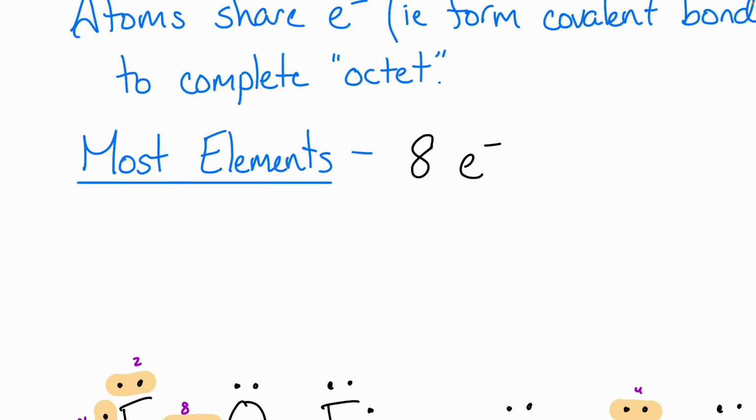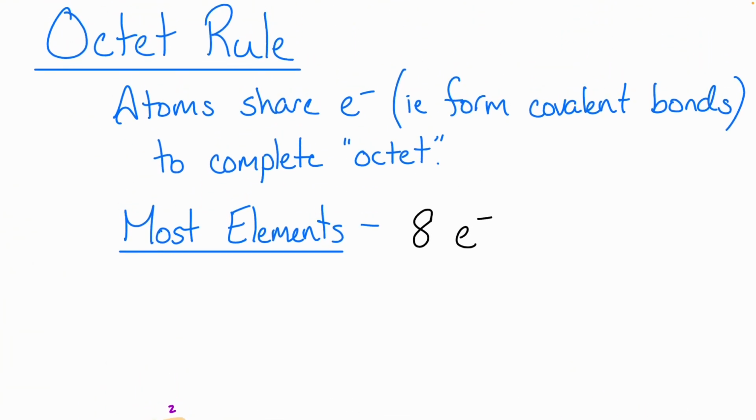Now there's important exceptions to this rule. We said most elements, their octet rule is 8. That's where that name comes from, the octet rule. All right? There are some elements, though, that are exceptions to this. We still call it the octet rule, but they require fewer electrons. The most common one is hydrogen. Hydrogen is so teeny tiny small that in order to complete its octet, it only needs 2 electrons.